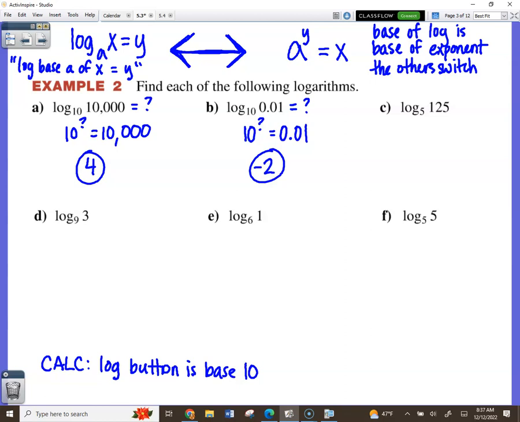Let's try this first in our head. So we have a log equals something. Let's convert it. The base is 5. The other two switch. So 5 to what power is 125? 5 to the third power. So the answer is 3. Now let me show you how to type it in the calculator.